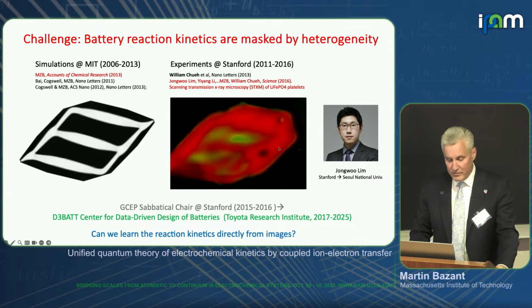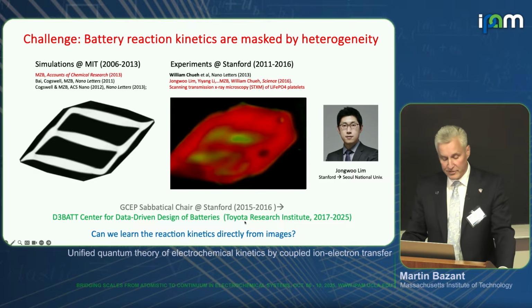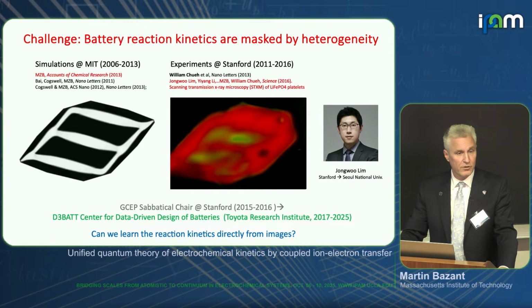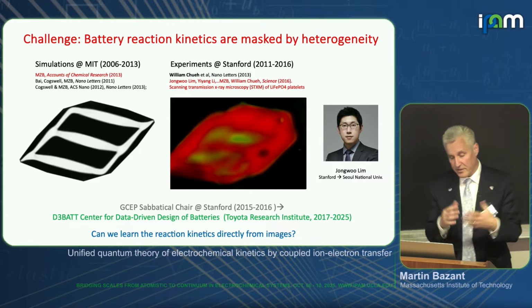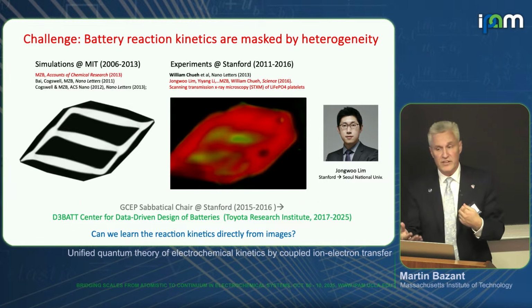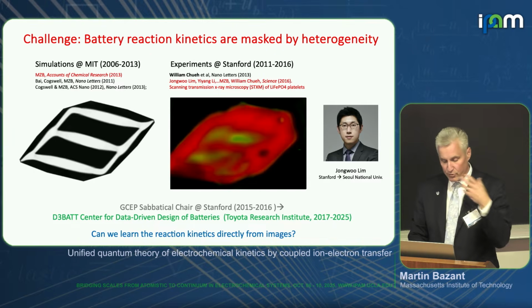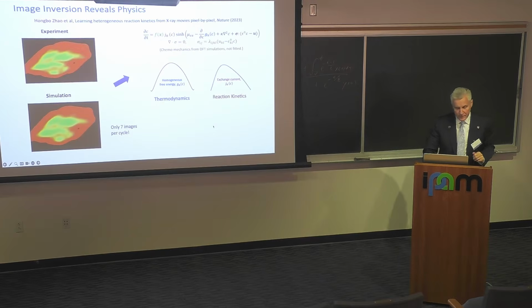Long story short, I could give a whole talk just on this, but it led to a very nice grant from the Toyota Research Institute for a center we call D3BAT, for Data-Driven Design of Rechargeable Batteries. We did some of the first work on battery informatics and machine learning. For this talk, what's interesting that we did, I think, is that we took these kinds of images and asked the question, can we learn the physics from it? I think we were among the first to do that, at least in this context.